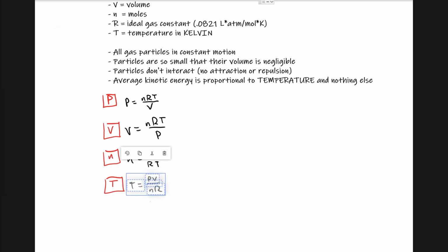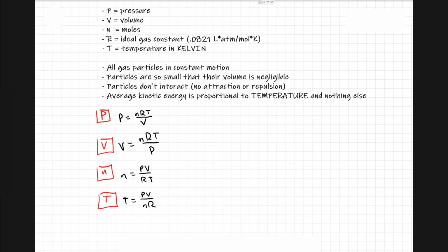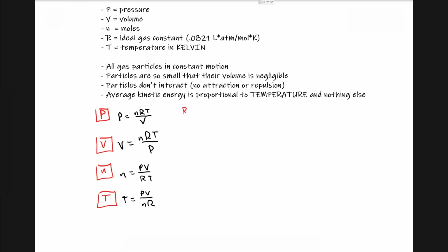Now, this next one, you really probably won't ever find any need for using, but just so that we have everything listed and handy, I'm going to go ahead and do it. Let's solve for the constant itself, PV equals nRT. I'm sure you have the pattern down by now. All we do is divide by what we don't want, and that leaves us with R equals PV over nT.